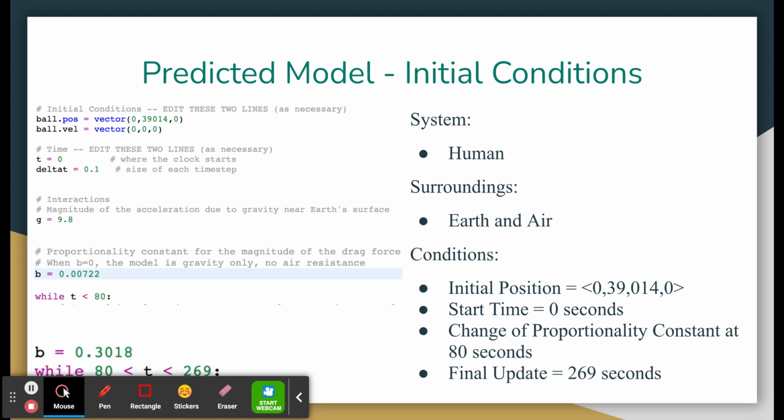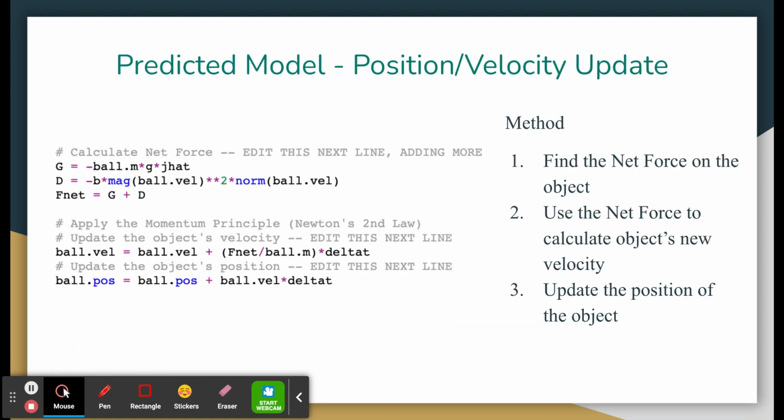And then we have our initial conditions, which is 39,000 meters high he started with, the start time, and then the change of proportionality constant, which is the Armstrong's limit, and then the final update occurs at 269 seconds. So pretty much we have to use the position and velocity update, which we've used in a lab before, but we now have to model it in two different cases. And that means that the D changes in the first case is different from the D in the second case when he passes the Armstrong's limit.